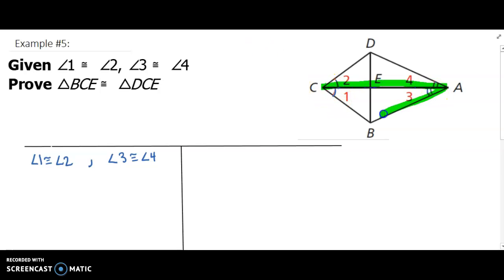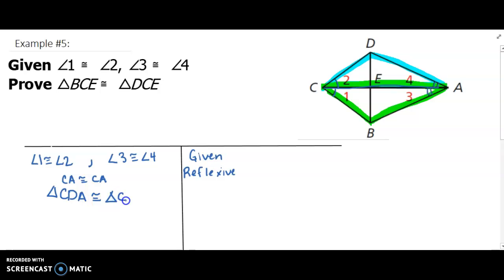All right, so with those two things there, I know it's not the end result that we want, but I can show that this triangle and this triangle are congruent because they share CA. So I'm going to go ahead and write that down. This is given. And then I can say CA is congruent to CA by the reflexive property. And then from that, I can say that triangle CDA is congruent to triangle CBA by the angle side angle congruence theorem.